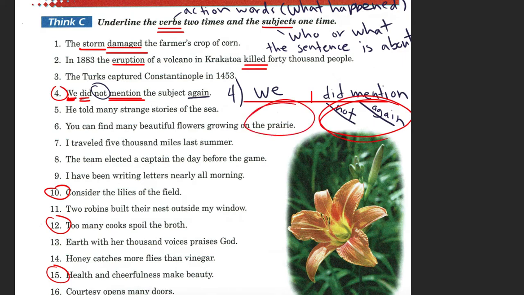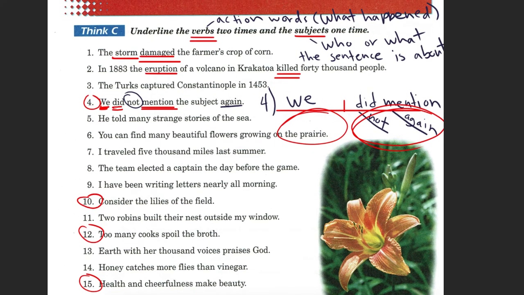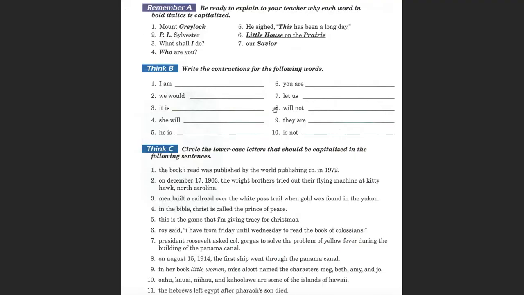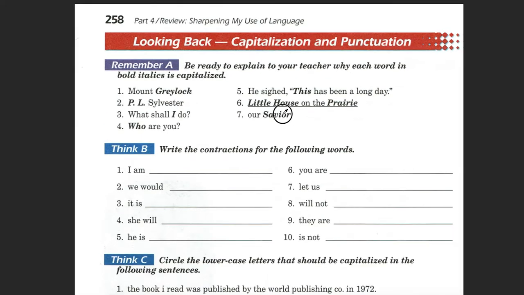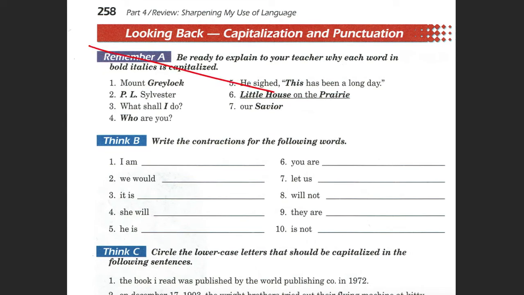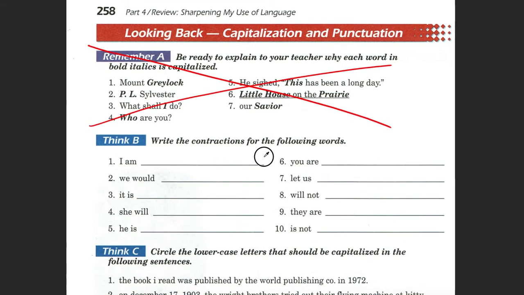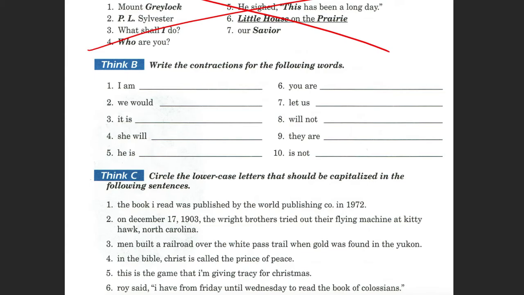All right, let's do the next page. It says Looking Back, capitalization and punctuation. Be ready to explain to your teacher why each word in bold italics is capitalized. You don't need to worry about that. You can skip A. Think B: write the contraction for the following words.